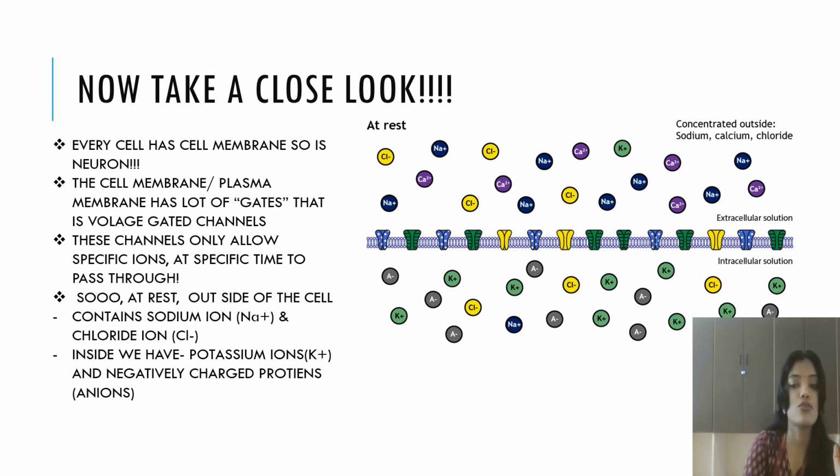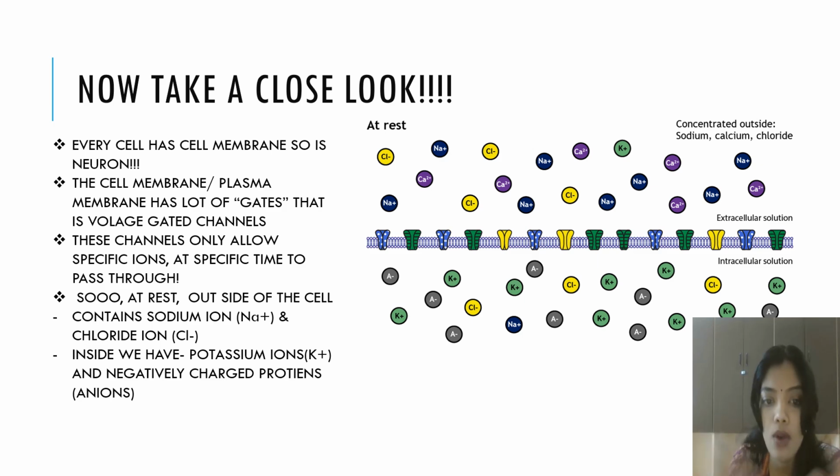Now just take a close look at the plasma membrane. We can see that there are several ions distributed, and outside of the cell the ions which are concentrated are majorly sodium and chlorine, and inside, potassium and anion concentration is higher. So in a resting neuron, the concentration of sodium and chlorine ions will be higher on the outside of the neuron, and the concentration of potassium and anions will be higher on the inside of the neuron.